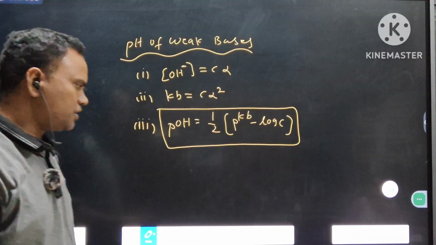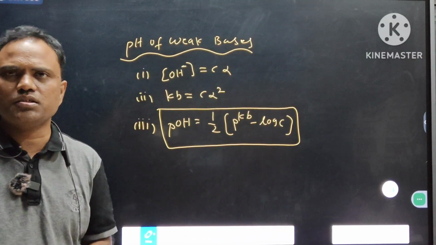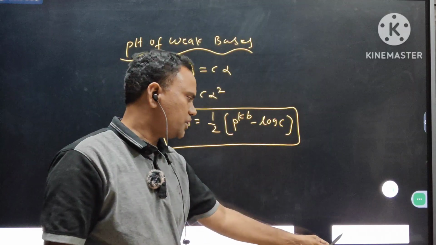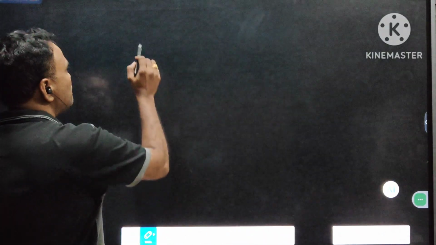Next, keep the heading. I have given types of acids, types of bases, weak acid, weak base. Right. Next, a very important topic, keep the heading: salt hydrolysis.